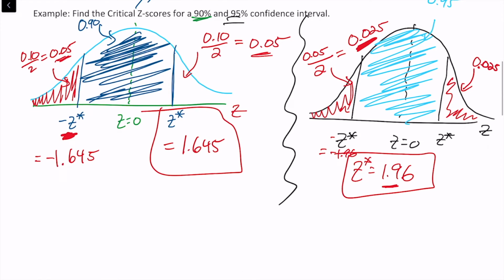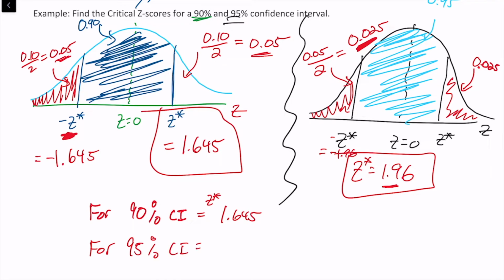So just if you want to write this down in your notes, the common values for a z-score are as follows. So for a 90% confidence interval, as we see, we use a 1.645. For a 95% confidence interval, we use a z-star of 1.96. Okay, and so there are other confidence levels we could use, but hopefully now you understand that process of how we get those z-scores.